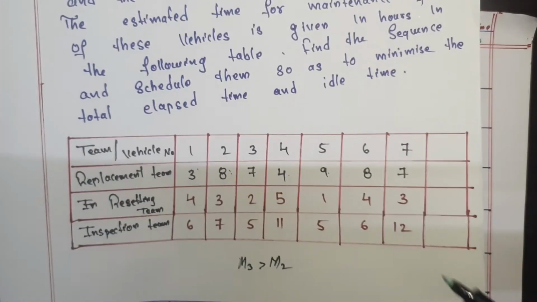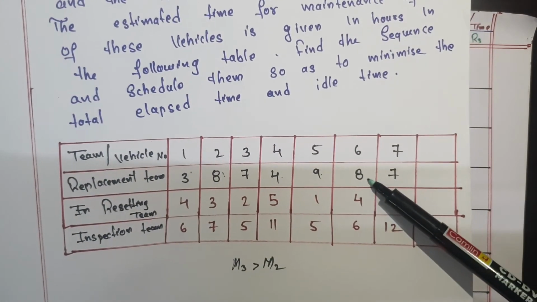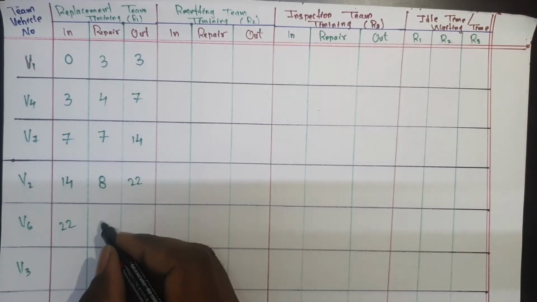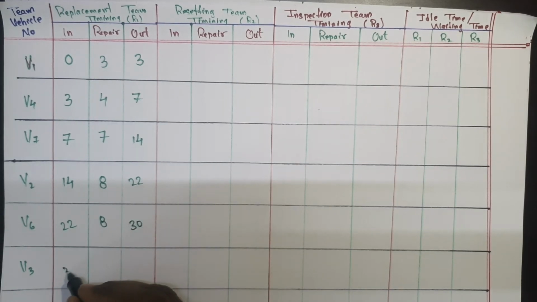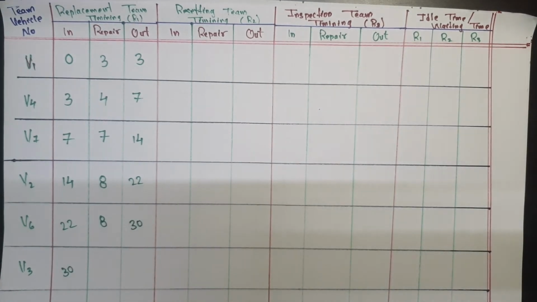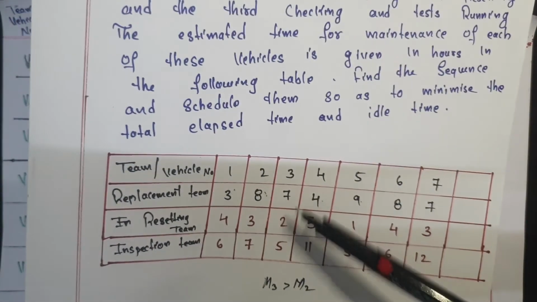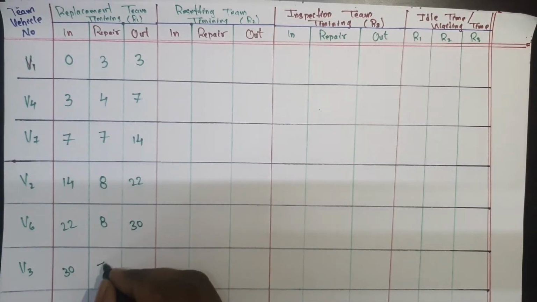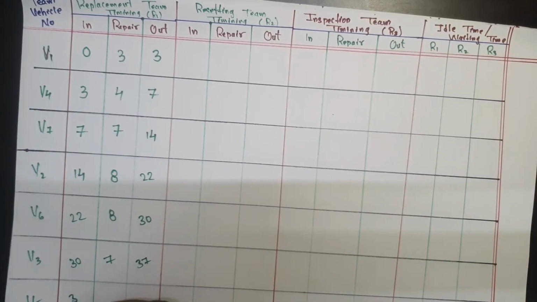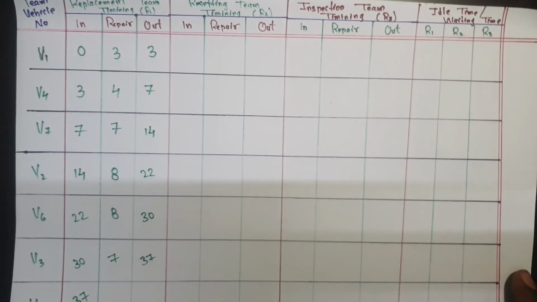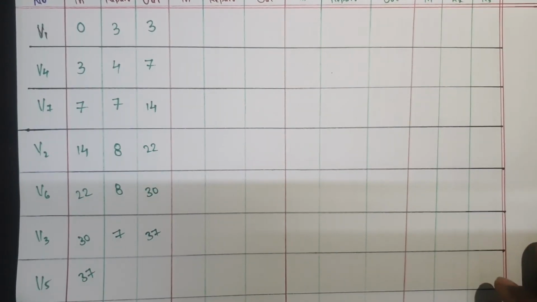Then V6, as you can see here, V6, what is the value here? 8. So write here 8. So how much will you get? 30. 30 write on here, and that 30 only you can transfer here. Next one is the V3. In V3, what is the value here? 7. So write down the 7. So sum of these two is how much? 37. That 37 only you can transfer here.